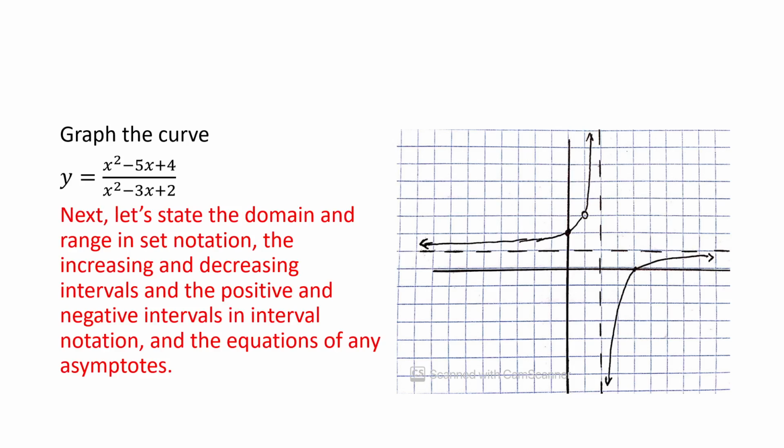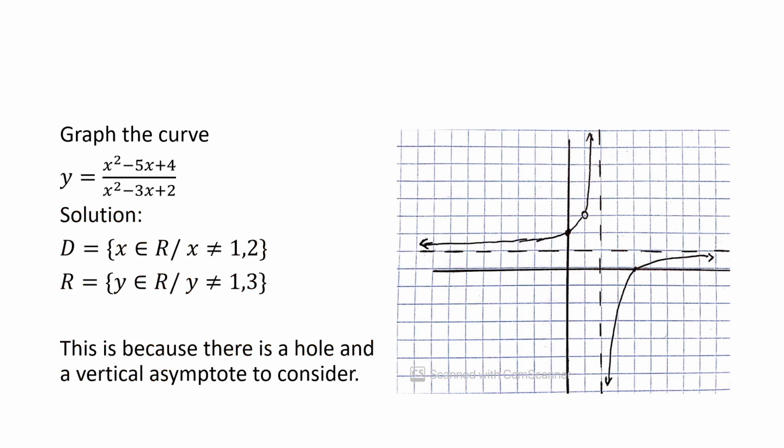Now, we want to state the domain and range in set notation, increasing and decreasing intervals, positive and negative intervals, and equations of asymptotes. So, our domain is x cannot equal 1 or 2. It can't equal 1 because we've got the hole there, and it can't equal 2 because we've got the vertical asymptote. Our range will be y cannot equal 1 or 3. It can't equal 3 because of the hole, and it can't equal 1 because of the horizontal asymptote.